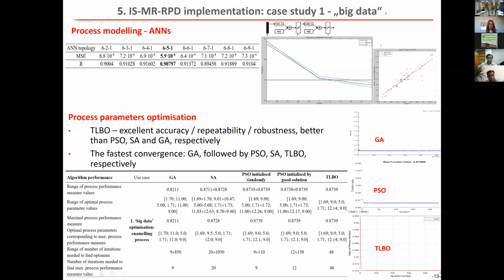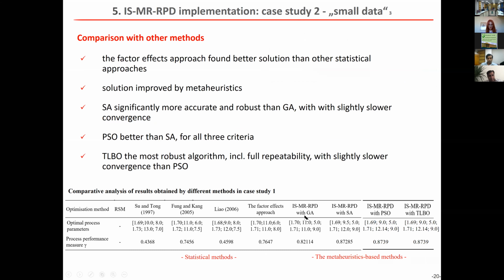Here we can see the comparison on, I'm sorry, case study 1, big data. Okay, this is still case study 1 on the big data. We can see the comparison with other methods from the scientific literature review. We can see that this method found a much higher process performance measure than the other methods.